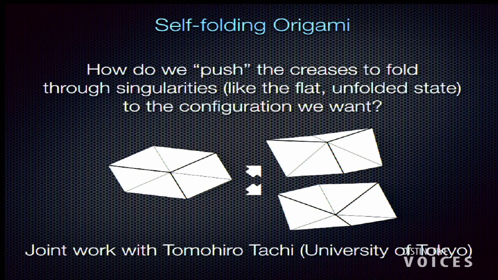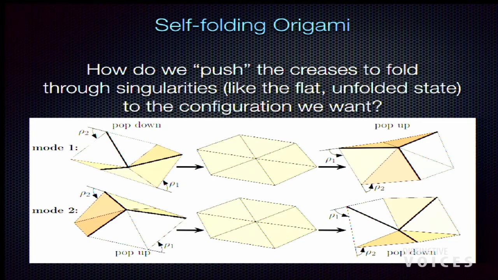In order to tackle it, Tomohiro and I had to come up with a mathematical model for what self-folding is, and try to harness it, or try to make a model that we could have some control over. So for this example in particular, we had two modes. We could either go from pop. So imagine we start with this. We want to go pop down.